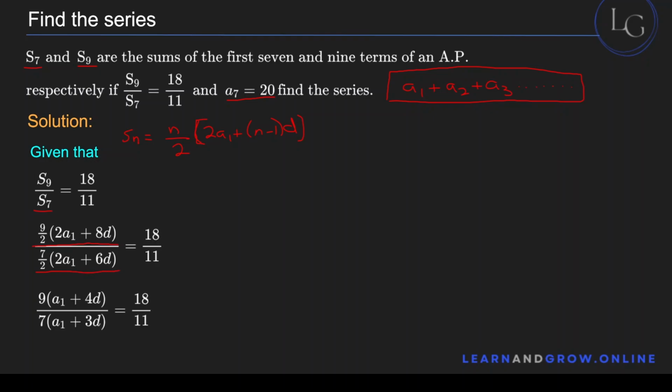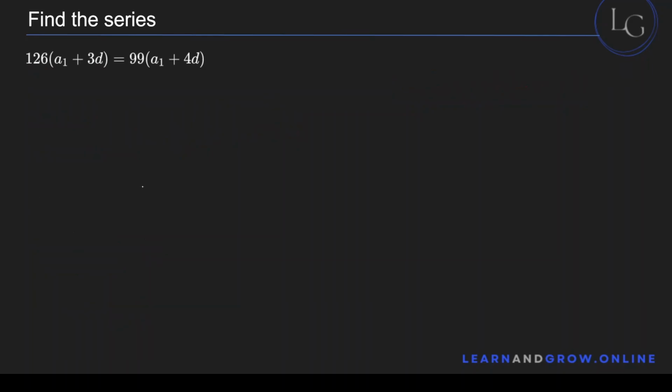Now, the 2's here will be cancelled out, and the remaining terms will be written down like this. And so you'll cross multiply them now. You'll multiply 11 with this expression, and you'll multiply 18 with this expression. So this is what you'll get.